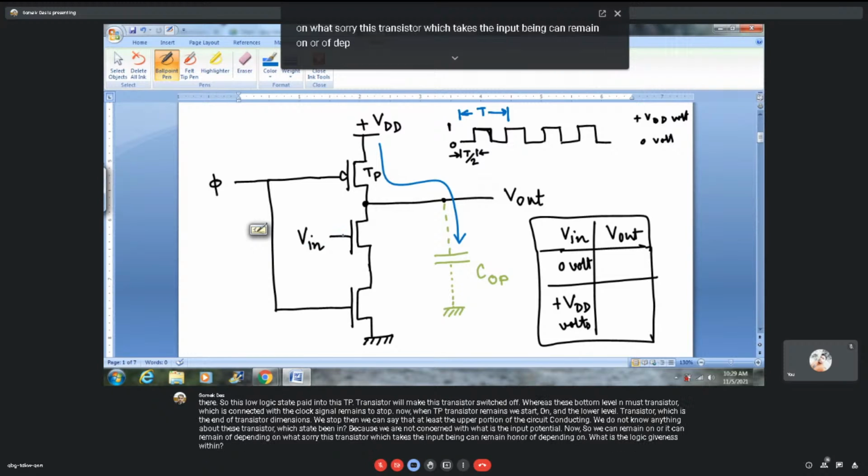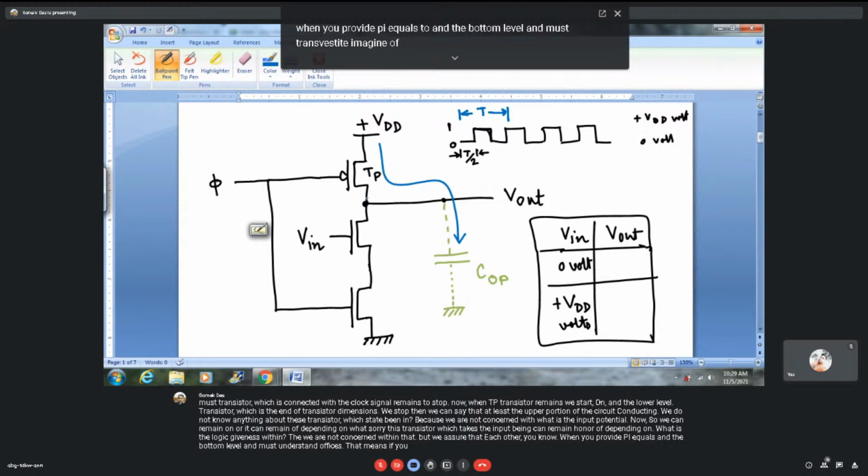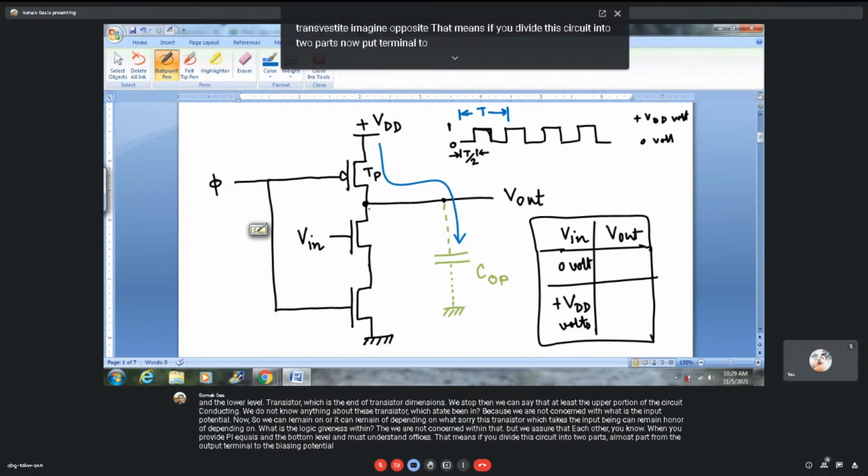We are not concerned with that, but we are sure that the TP transistor is in an on state when you provide phi equals 0, and the bottom level NMOS transistor remains in off state. That means if you divide this circuit into two parts, the uppermost part from the output terminal to the biasing potential and the lowermost part from the output terminal to the ground, then we can say the upper portion is conductive when phi equals 0.